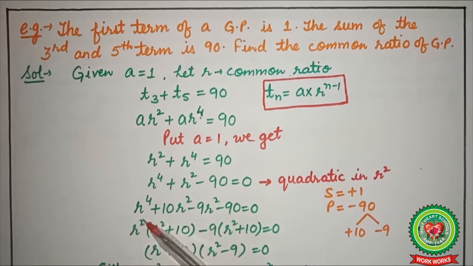Now, from the first two terms, R square is common, so we are left with R square plus 10. From the last two terms, minus 9 is common, so R square plus 10 is again left. Now, the factors are R square plus 10 and R square minus 9 is equal to 0.